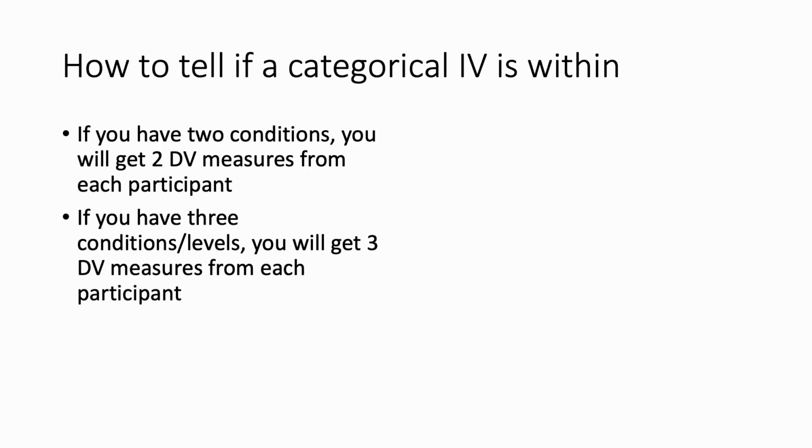I think the easiest way to tell if you have a within design is that you will get multiple dependent variables from each participant. So if you have two conditions, you will get two dependent variable measures from each participant. If you have three conditions or levels, you will get three. So if a participant is giving you more than one dependent variable measure, that is a within participant design.